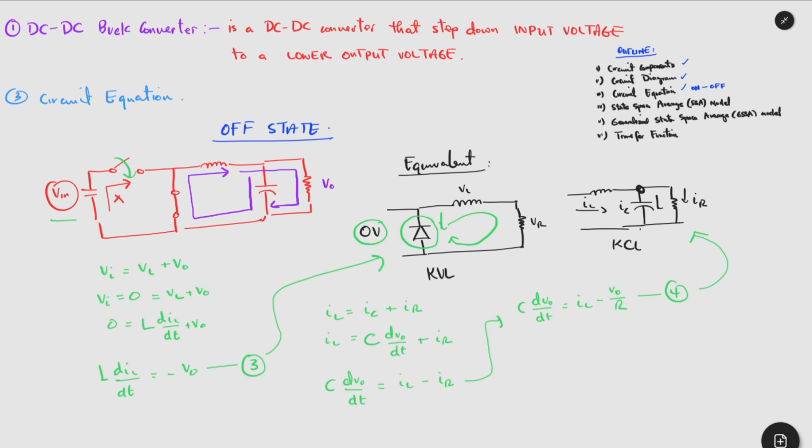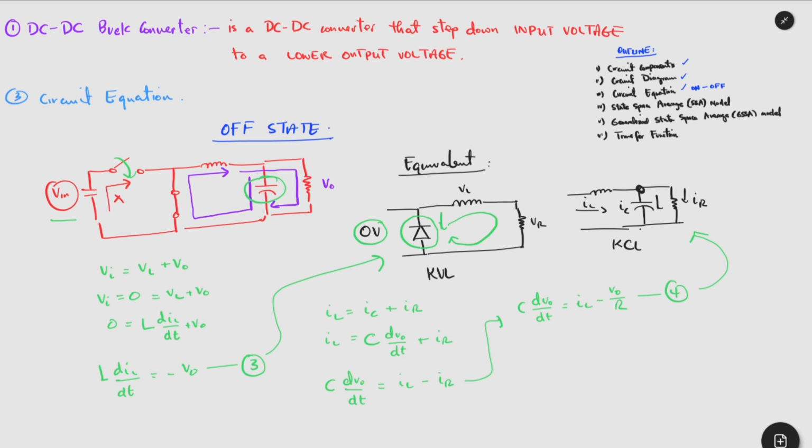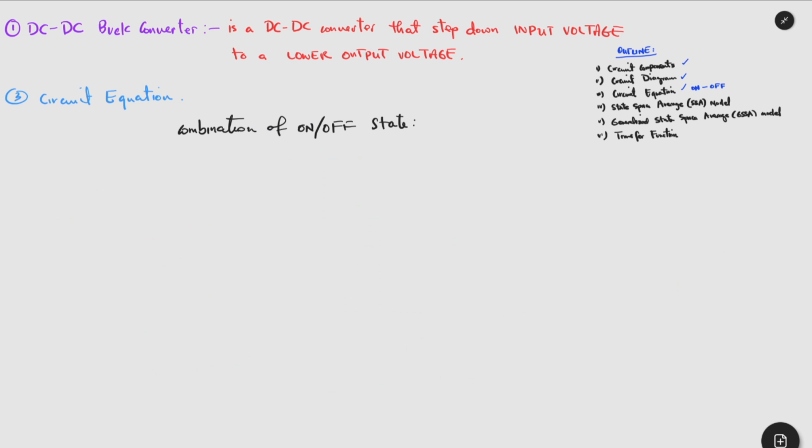So when the switch is off, this diode will now be able to conduct because the energy stored in the capacitor will now be used inside the circuit. However, the voltage across the capacitor and the resistor will be the same, which gives the V out of the circuit. So this V out can now be connected to the load. For the combination of the on and off state in a DC to DC buck converter, we are now going to look at a unified differential equation.